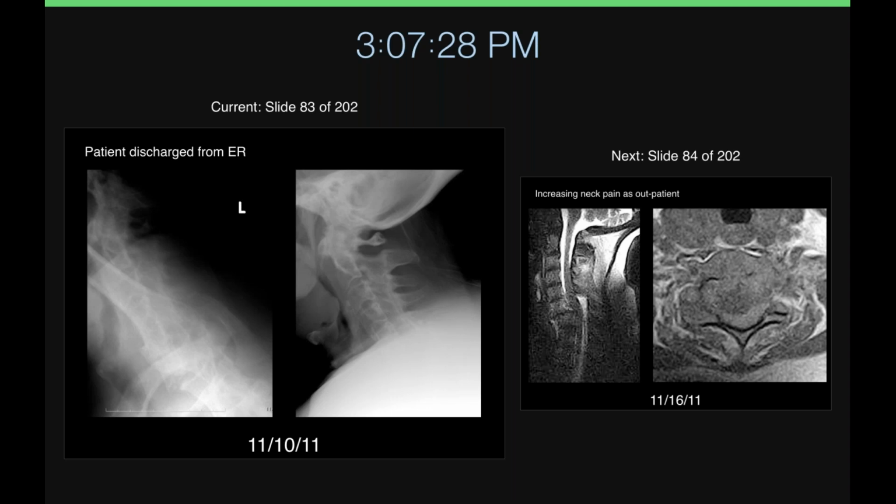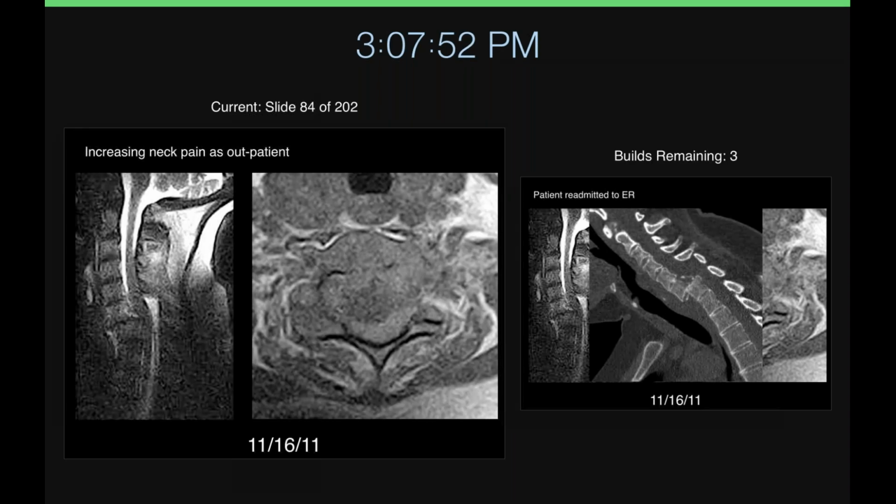But the patient was discharged from the ER on 11/10/2001. Let me show you on the... Oh, okay. There is. Yeah. So you can see that there. You guys can't see it there. Hopefully online they can see it. But there's a little step off right here, which was not seen in the emergency room. The patient had increasing neck pain and presented at an imaging center 6 days later with this.